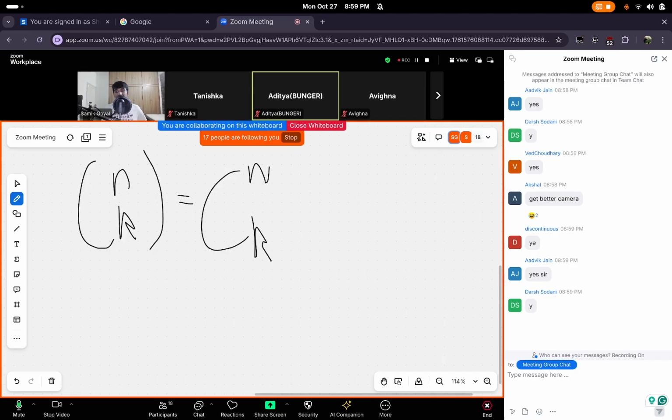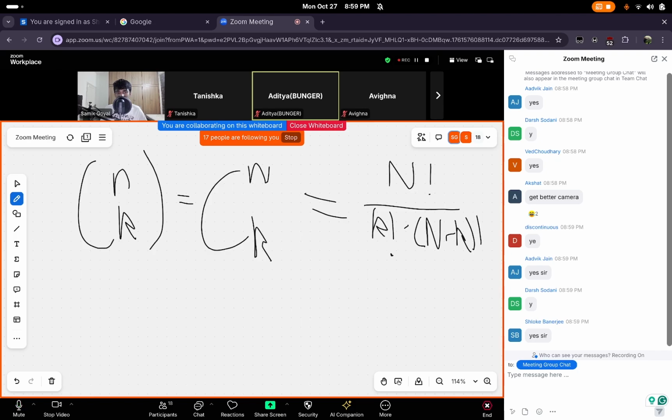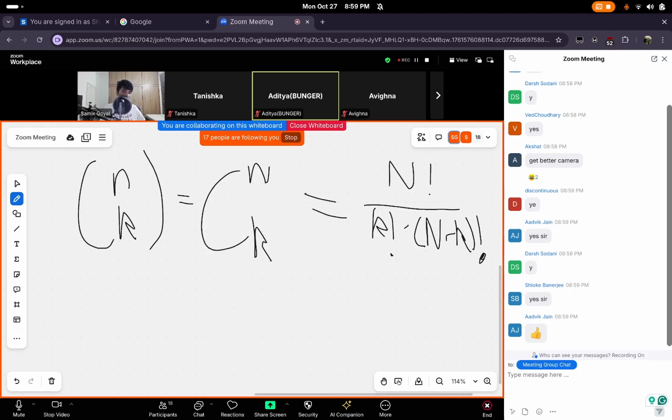So I'll write the notation down again. The formula for this, hopefully again everyone knows this already, is n factorial divided by k factorial multiplied by n minus k factorial.